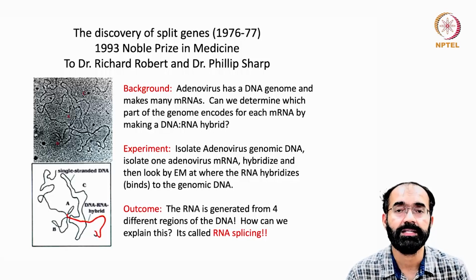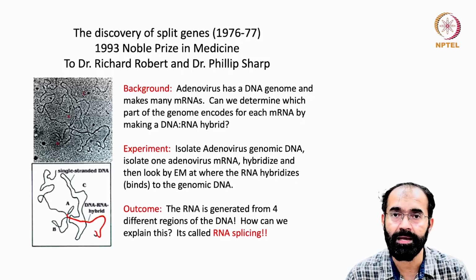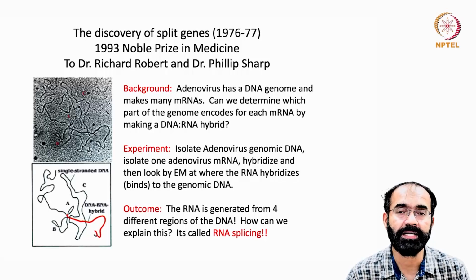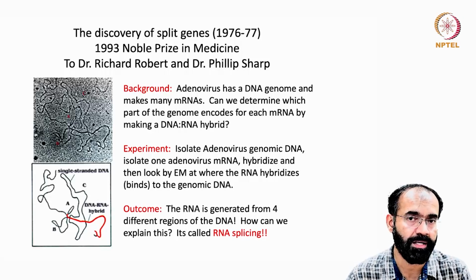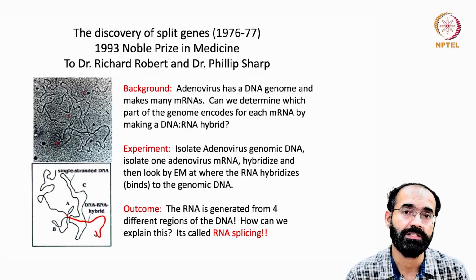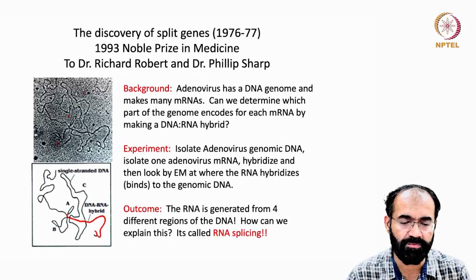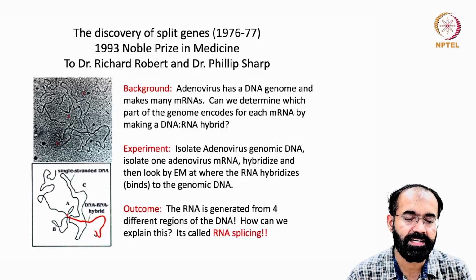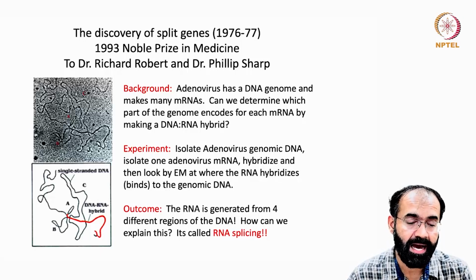So they had the adenovirus DNA and they took one RNA and hybridized it. They would have expected this RNA to pair to a DNA strand because it's denatured. But they found it is binding only at locations A, B, C and D. Other parts it's not binding. The DNA is somehow standing out. So RNA is generated from 4 different regions of the DNA, and this is possible only by RNA splicing.